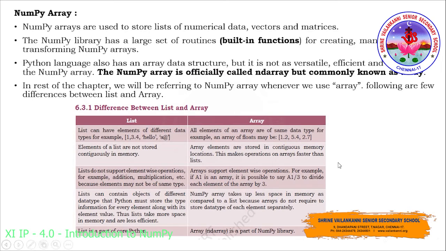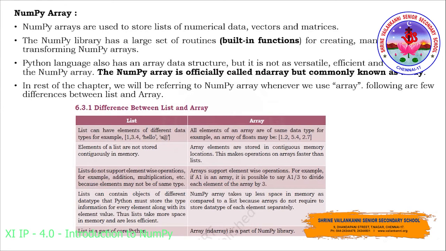So let us look at some of the differences between a list and an array. A list, as I have told you, can have elements of different data types, like C1, 3.4, hello as a string, and then special symbols also you can store as a string, whereas in an array it is not possible. If you are going to store integer elements, you have to store only integer elements, whereas if you're going to store floating point elements, you have to store only floating point elements. You should not mix and match.